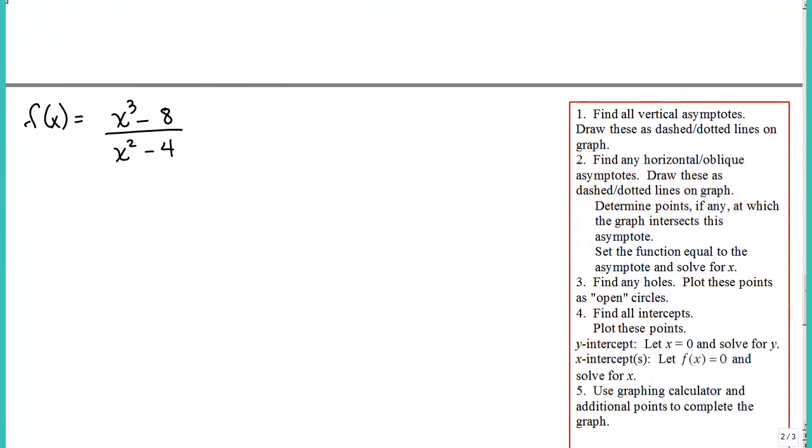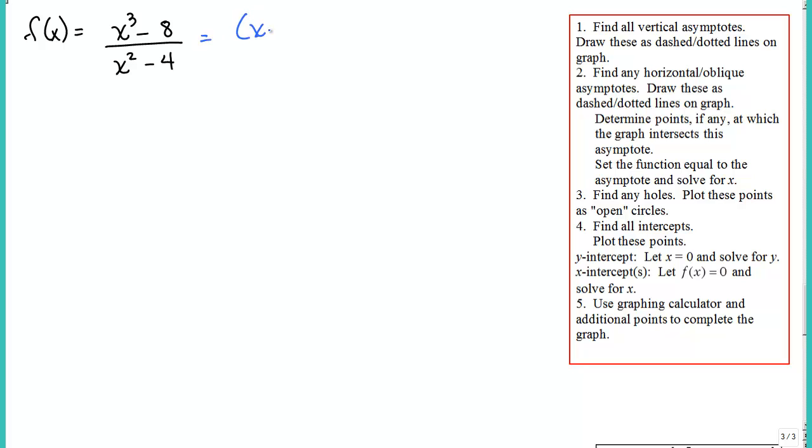Let's look at one last example. Again, we're going to start factoring it. That's the difference of two cubes.